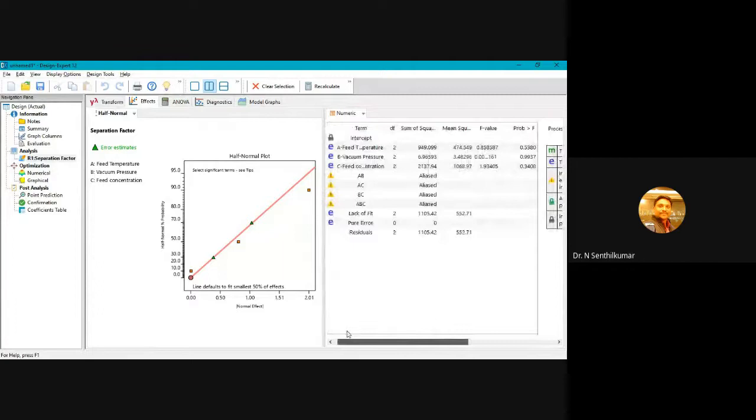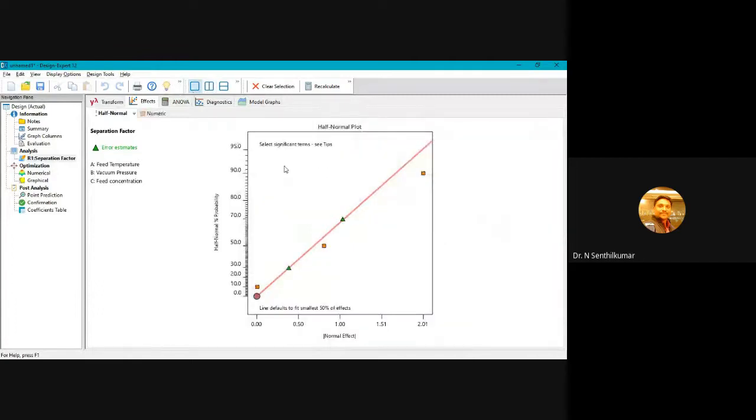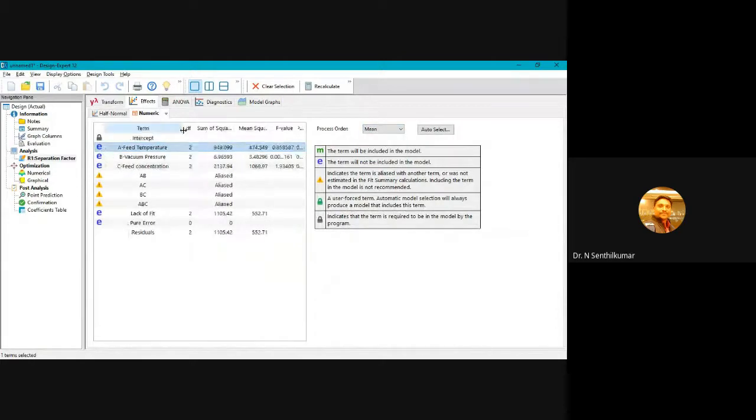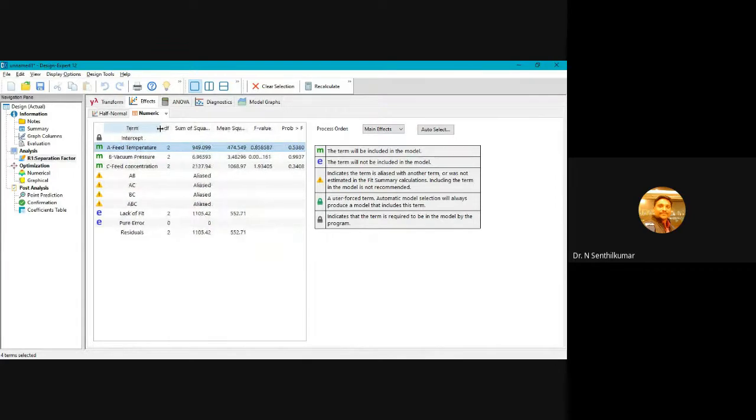But in this study, I am going to consider only the main effects plot. Initially, it was like this. You can see here the inputs are in error. So I am going to right click this. I can change this into model, or in the process order I can change it to main effects. That's all. Okay, so this is the value of that. You can see the probability values.